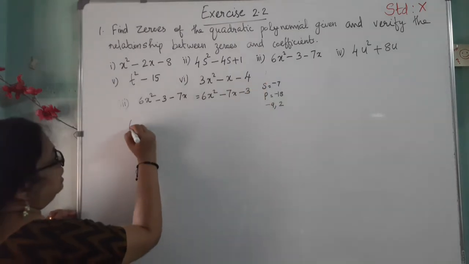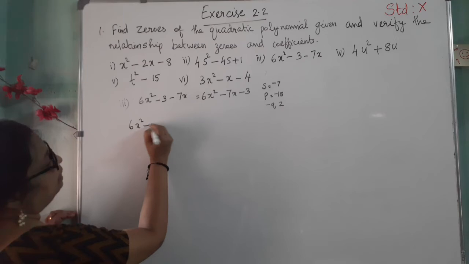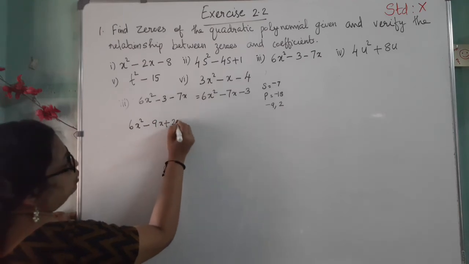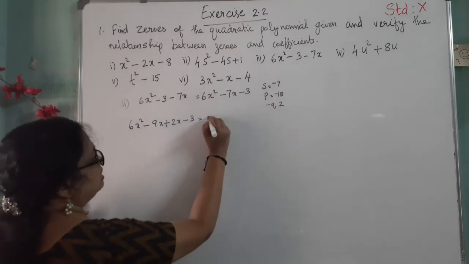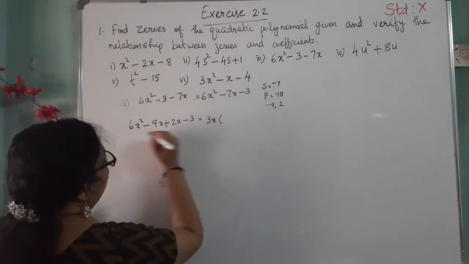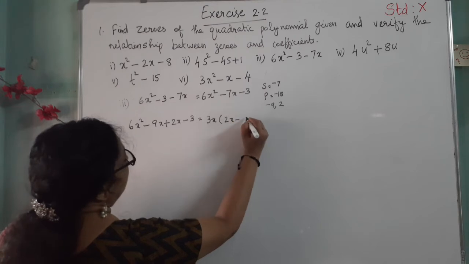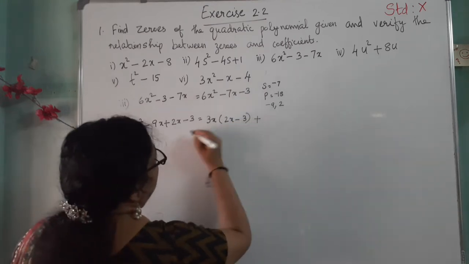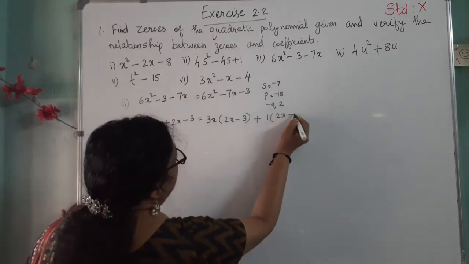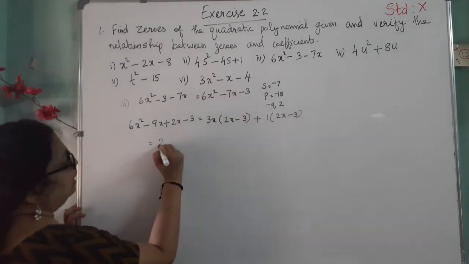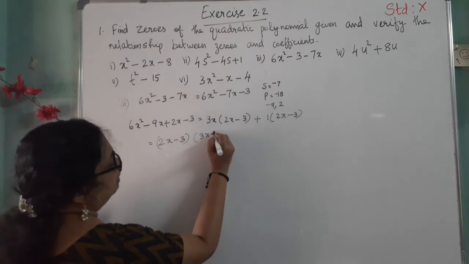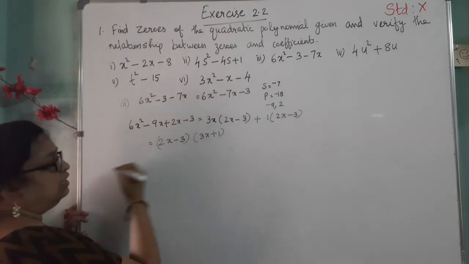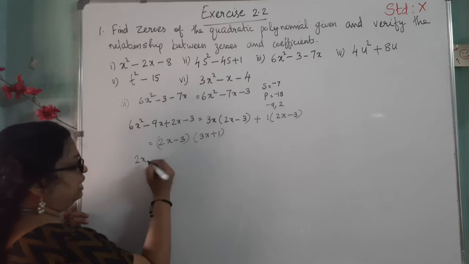So we can split 6x square minus 9x plus 2x minus 3, which is equal to, the common factor is 3x, into 2x minus 3 plus 1 into 2x minus 3. That equals 2x minus 3 into 3x plus 1. Then these are the factors, so we can find the x values.